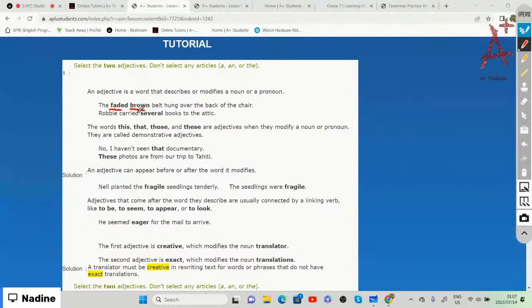Robbie carried several books to the attic. Robbie carried several books to the attic, right? And remember, I mentioned that an adjective can tell us what kind, it can also tell us how many, right? So in this case, it doesn't say one book, 5 books, 10 books. It says several books, right? Which means that it can be any amount of books that Robbie carries, right? So several books. It tells us the amount of books that Robbie carried to the attic.